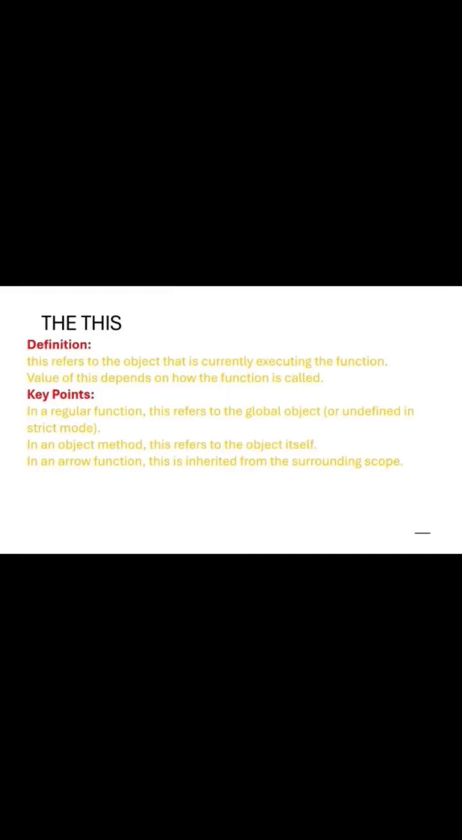And that is the definition. This refers to the object that is currently executing the function. The value of this depends on how the function is called. The major key points are: in a regular function, this refers to the global object or undefined in strict mode. In a method, this refers to the object itself. In an arrow function, this is inherited from the surrounding scope.